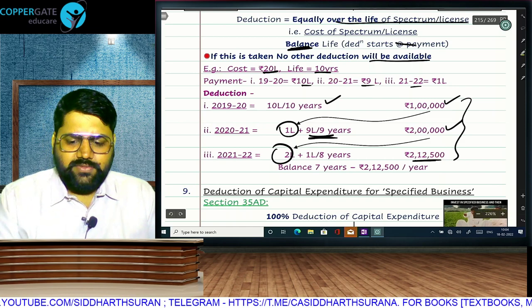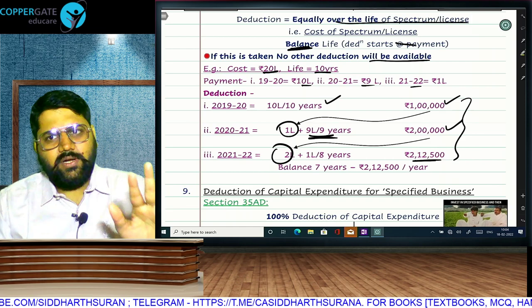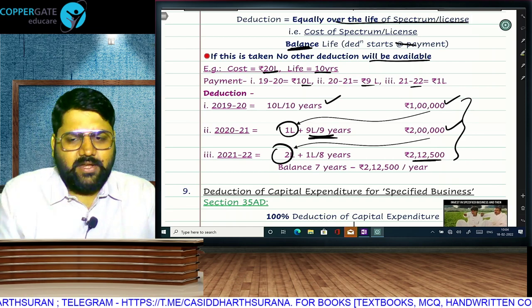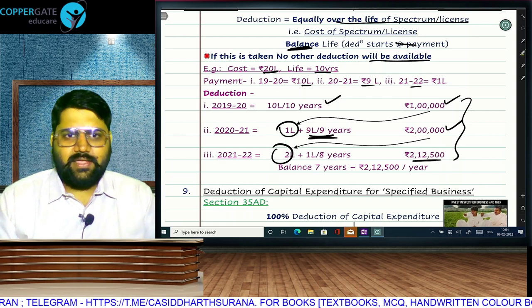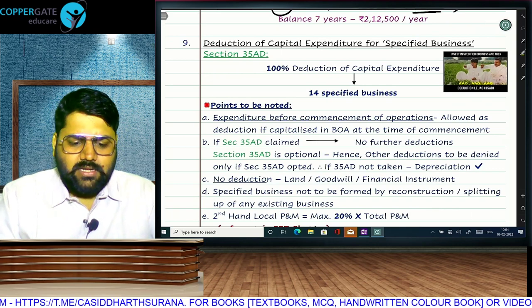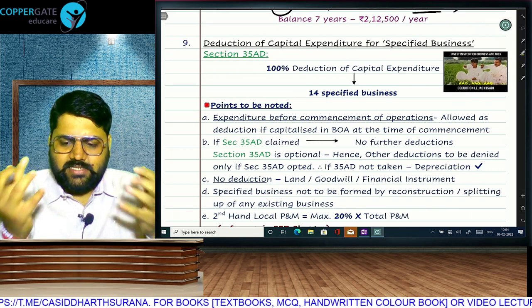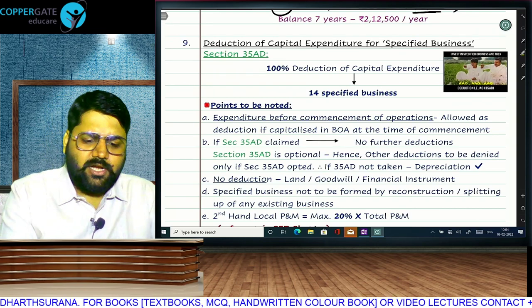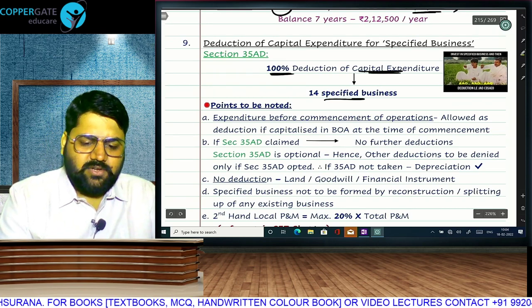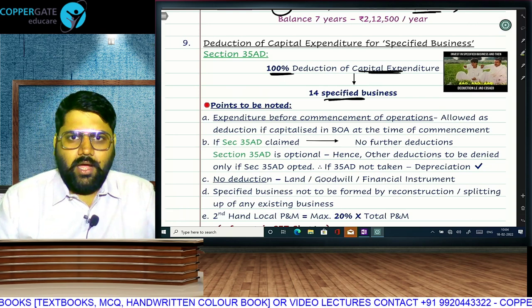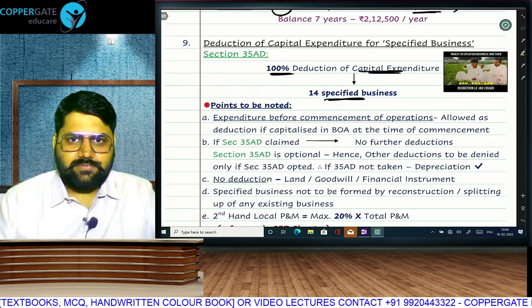Then if you add these three, you will observe that the full deduction of 20 lakh is allowed over the life of the license. But as and when you make payment, your installments start, and thus we have to adjust our denominator. One of the important sections again, 35AD: 100% deduction of capital expenditure for 14 specified businesses in the old regime, not allowed in the new regime.